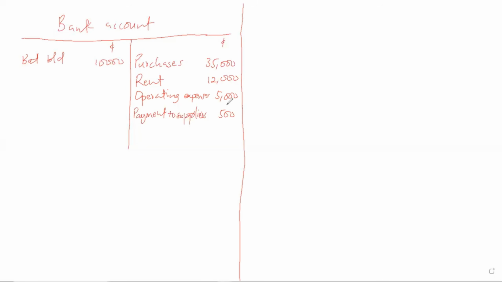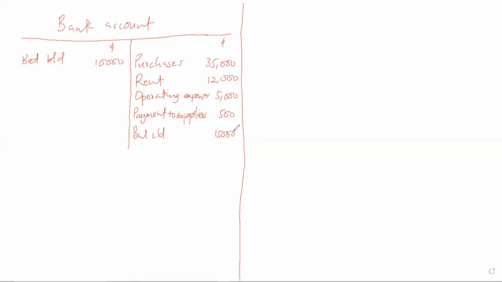Then after that, we write the closing balance. Since the opening balance is on the debit side, definitely the closing balance would be on the credit side. So balance carry down, which is 15,000.